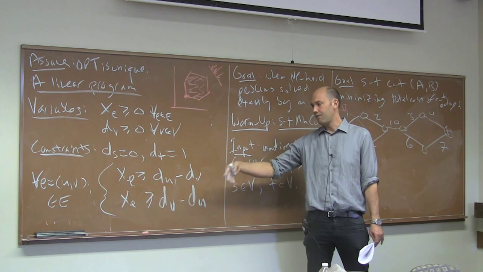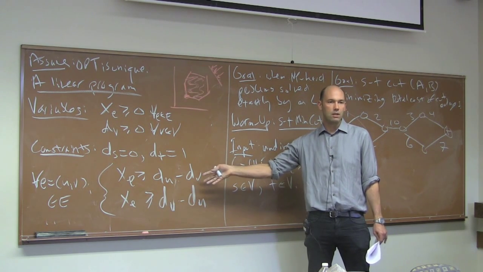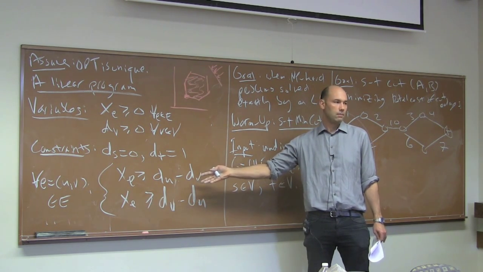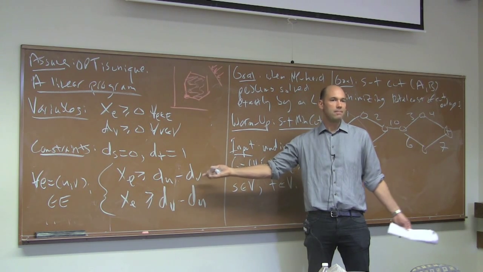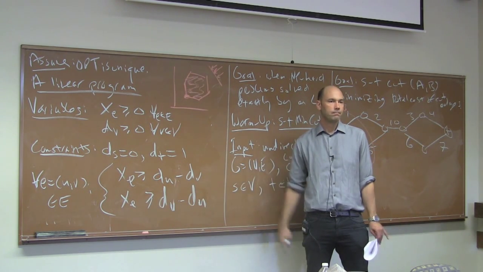The point here is that if one of the d's is 0 and the other is 1, this forces the x to be 1. So if the nodes are on different sides of the cut, it forces the edge to be cut, which is what we want.